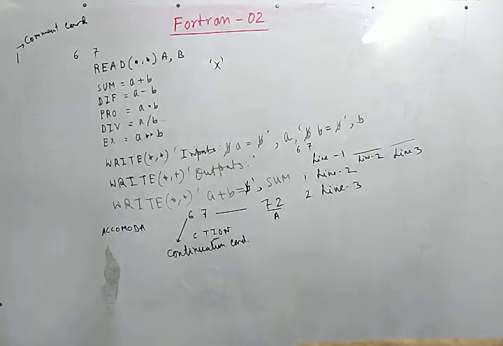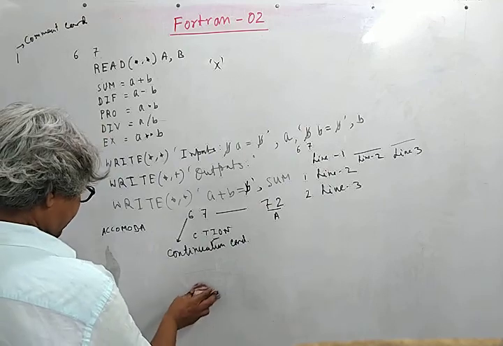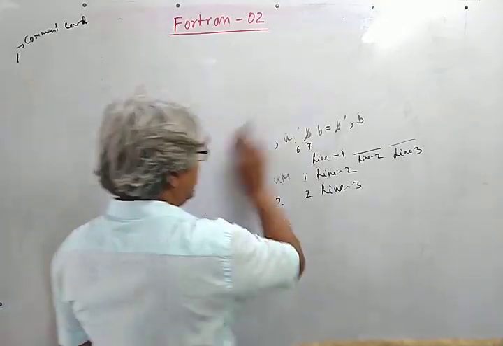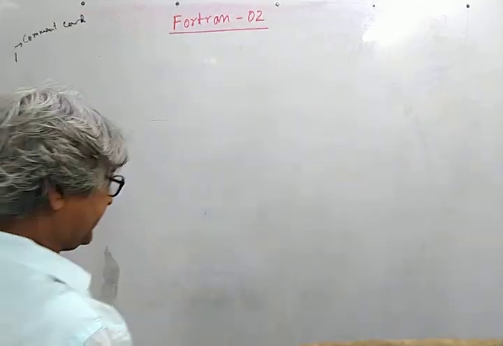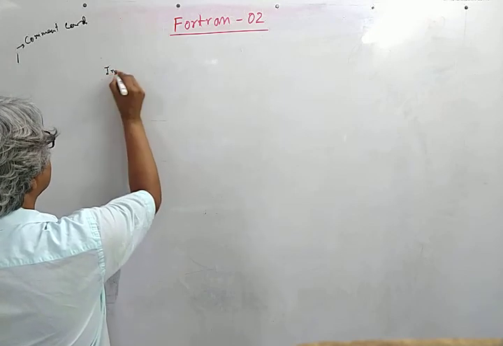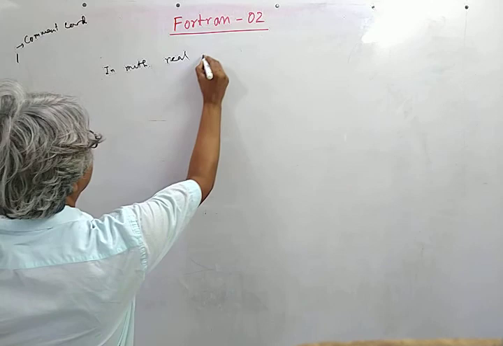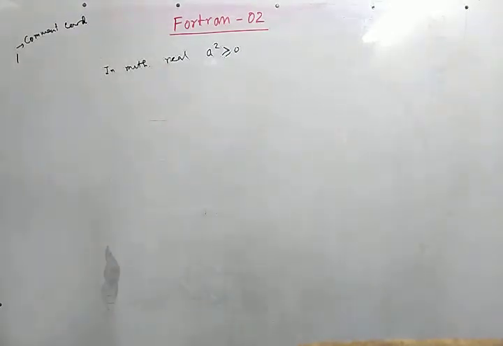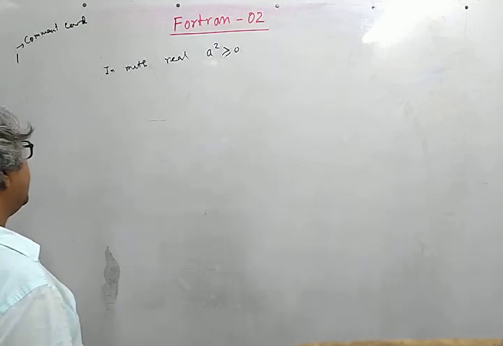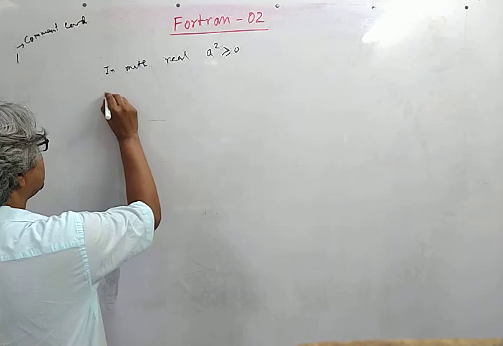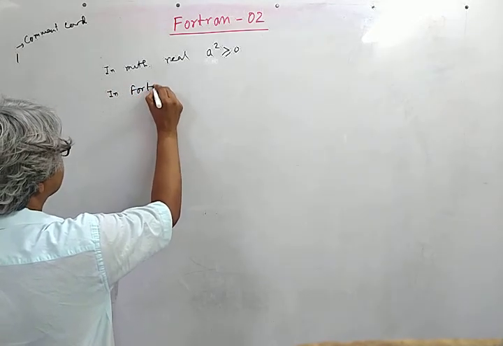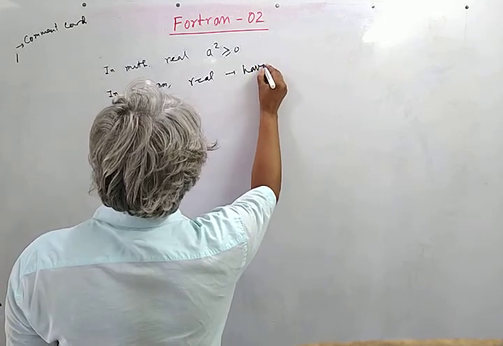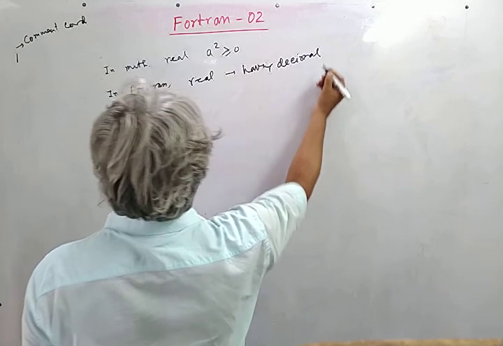Now I come to the nature of variables, that is the real variables and the integer variables, and we'll do some simple exercises on it. In mathematics, a real quantity means its square is greater than or equal to 0. This is the definition of a real quantity in mathematics. In the language of computers, I am confining myself to Fortran only. In Fortran, real means a quantity having a decimal part.